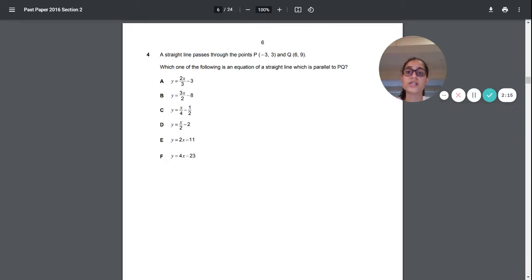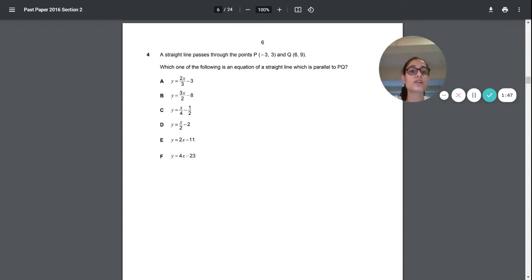Question 4. A straight line passes through the points P (-3, 3) and Q (6, 9). Which one of the following is an equation of a straight line which is parallel to PQ? All right, so we need to calculate the gradient of the line that passes through PQ. And when two lines are parallel to each other, their gradients are the same. Therefore, the gradient will be (9 minus 3) divided by (6 minus -3), which is going to be 6 over 9. That is 2 by 3.